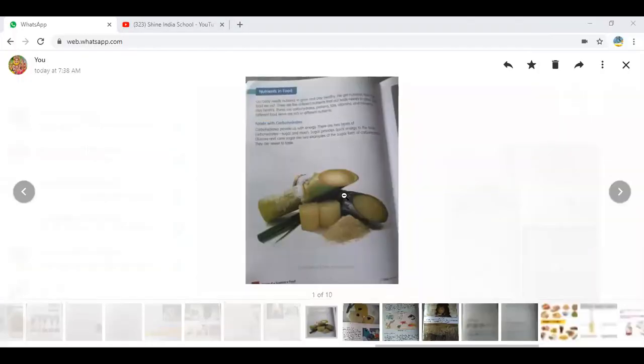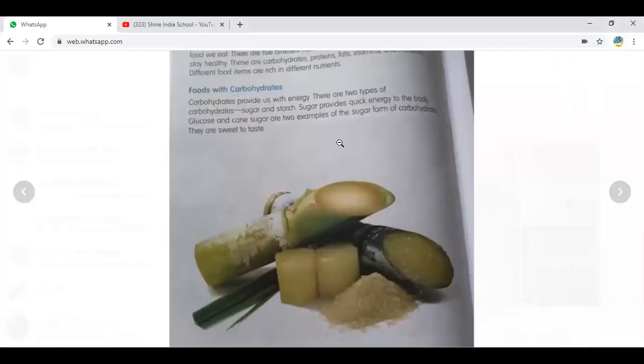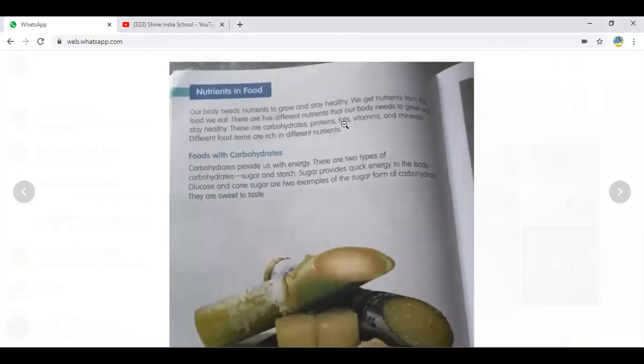Yes. Observe here the nutrients in food. Our body needs nutrients to grow and stay healthy. Our body needs nutrients. Here you can see our body means not only the human body or animals, any of our living organisms.